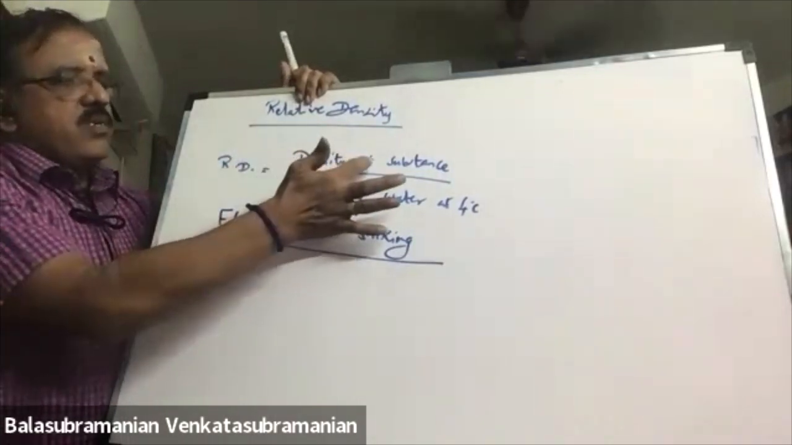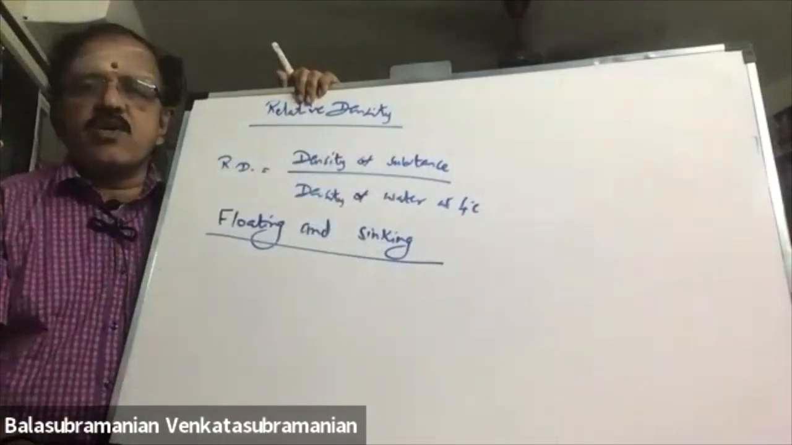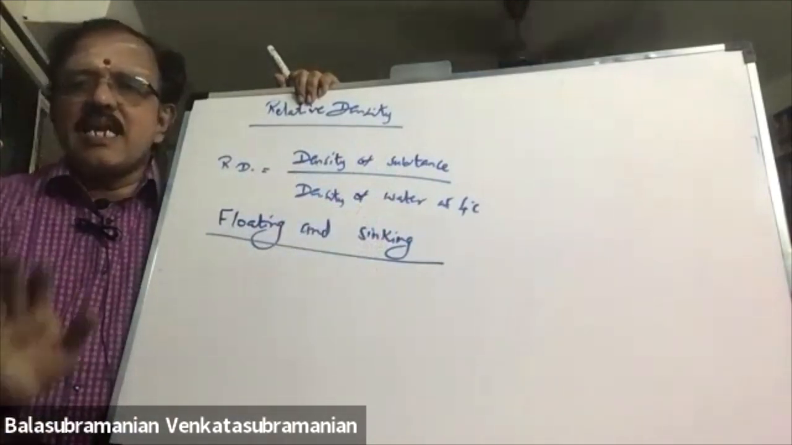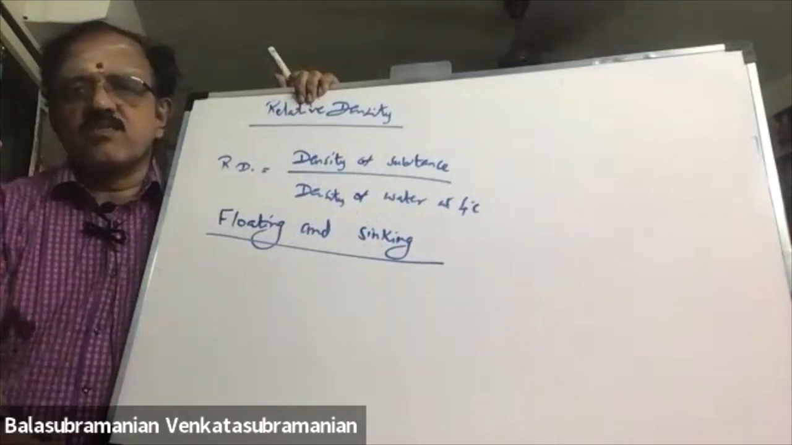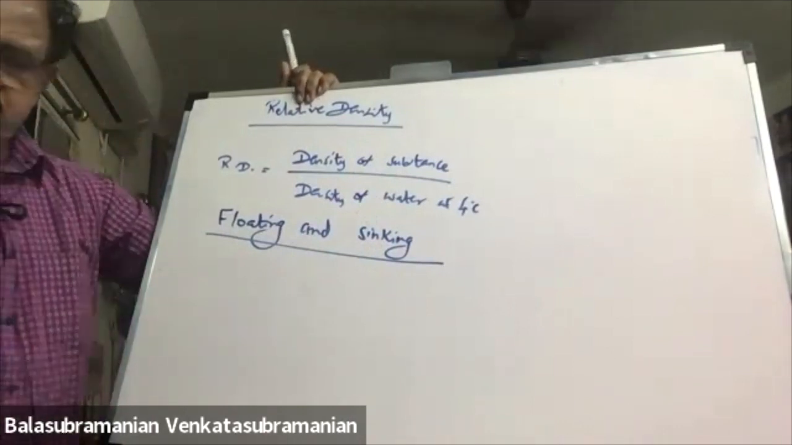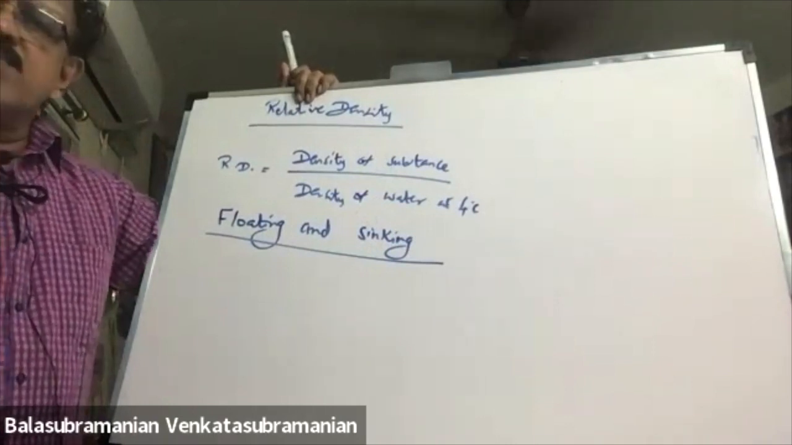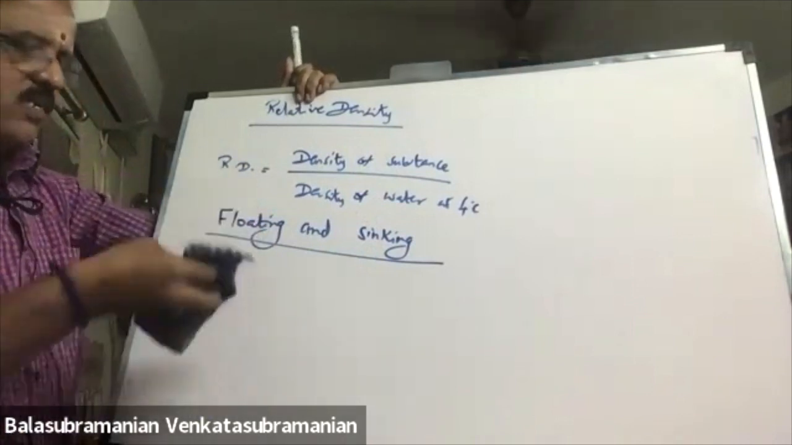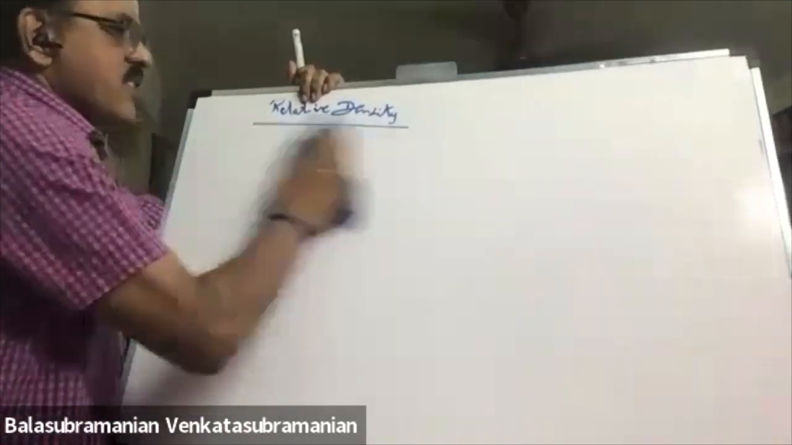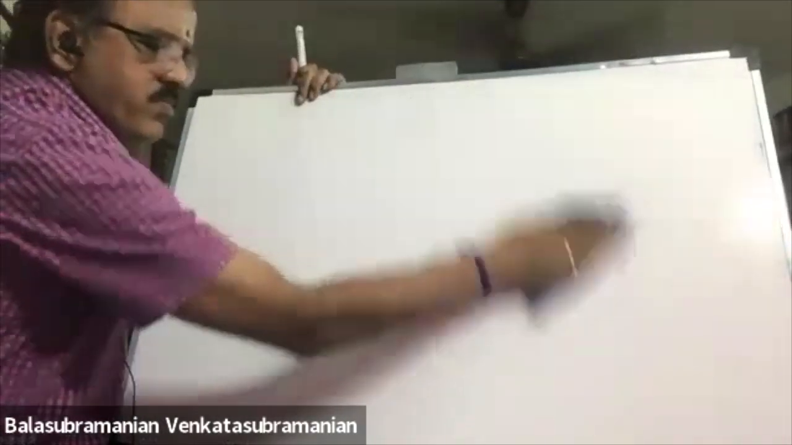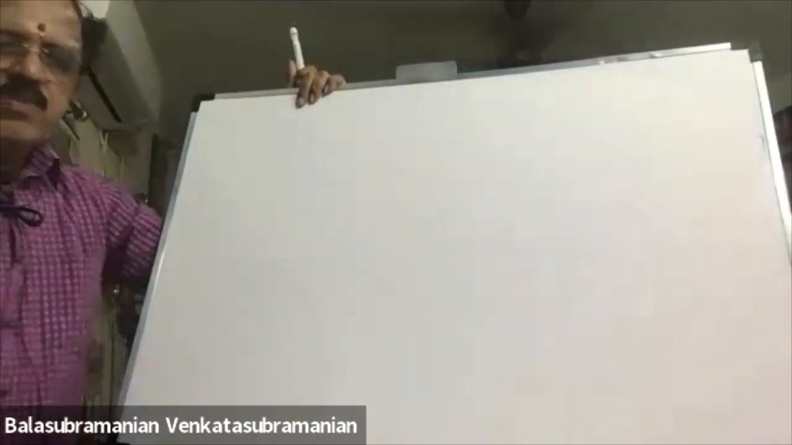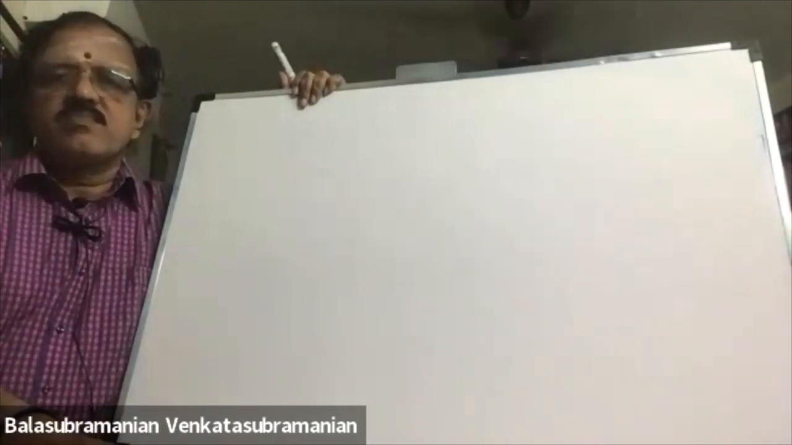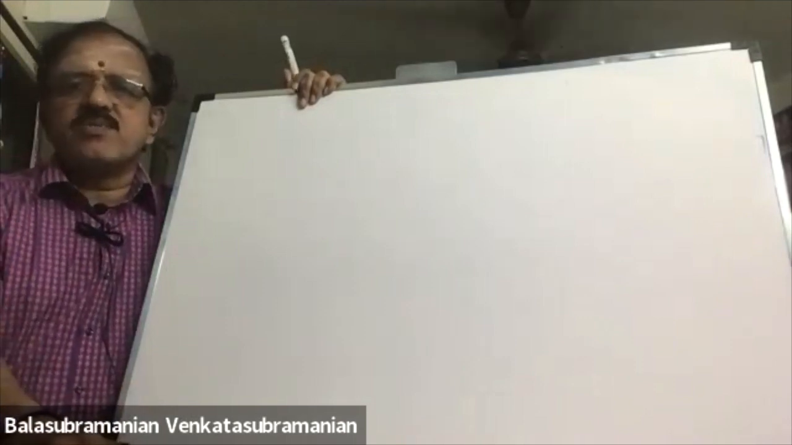Numerator unit is kilogram per meter cube, denominator unit is kilogram per meter cube. So relative density is a number, no unit. Clear? Hydrometer, lactometer, these you can use for measurement. To test the purity of the milk, we are using a lactometer. Basic examples.